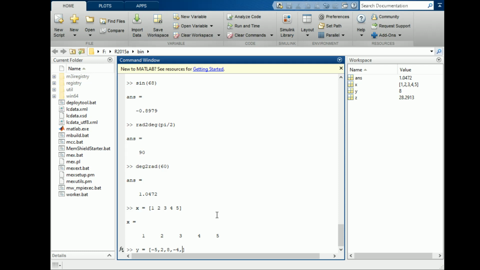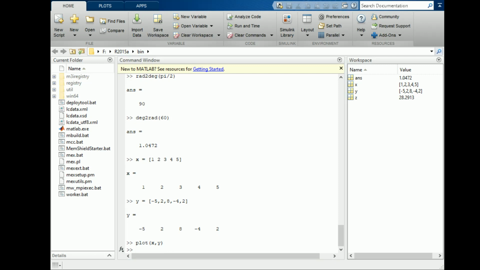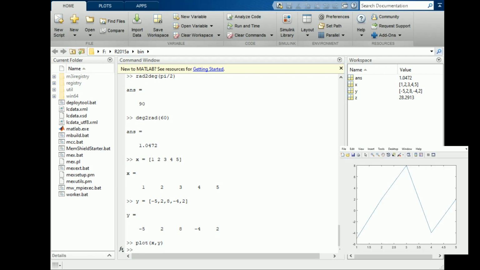-4, 2, and then we provide the function plot in parentheses x comma y. This will plot y over the x-axis. So when I press enter, give it a second, and a graph will come up. You can see, as we said in our vectors, when x equals 1, y equals -5. When x equals 2, y equals 2, and so on and so forth.